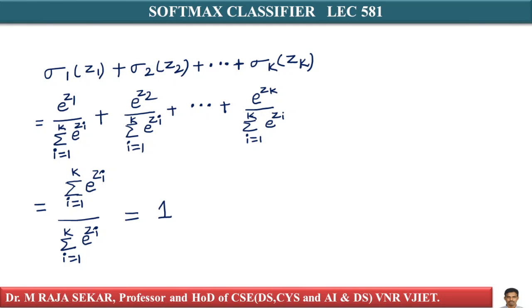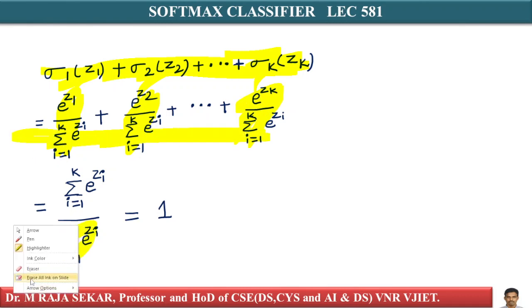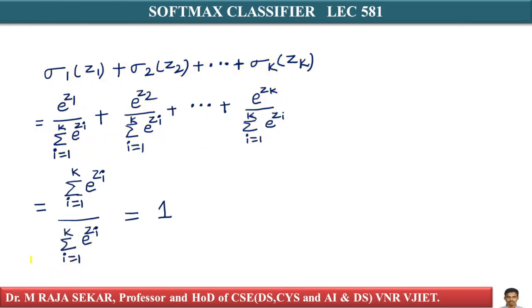Let me verify whether the sum equals 1 or not. Just see, sigma 1 z1 is e power z1 by the summation. It is simple and straightforward. This one we would like to understand: sigma 1 z1 plus sigma 2 z2 plus so on sigma k zk. Sigma 1 z1 means this part, sigma 2 z2 means this part, sigma k zk means this part. All denominators are same, so I am taking LCM. If you take LCM, your numerator and denominator are same. They will get cancelled. You will get 1, isn't it?